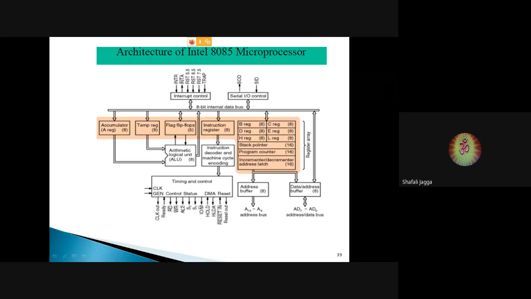Then we talk about timing and control signals. There are 6 timing and control signals here. In all: read bar signal, write bar signal, address latch enable signal, S1, S0, IO/M bar signal, hold. Hold is not considered. Read bar, write bar, ALE, S1, S0, and IO/M bar. These are the 6 timing and control signals.